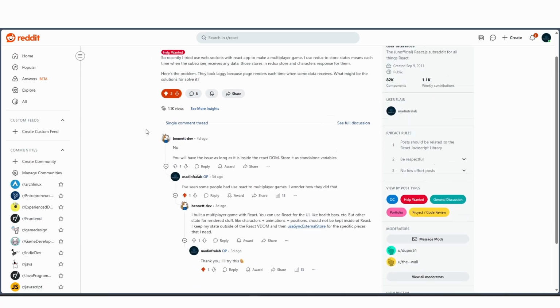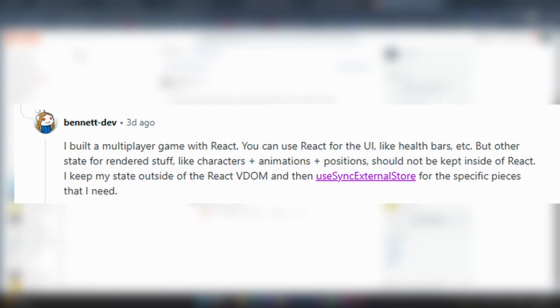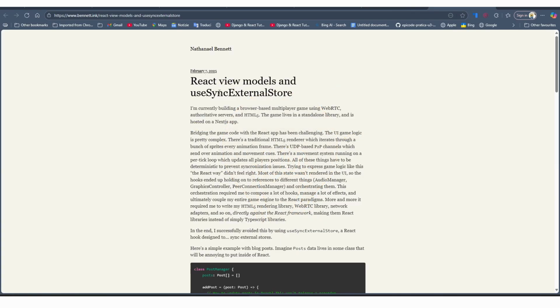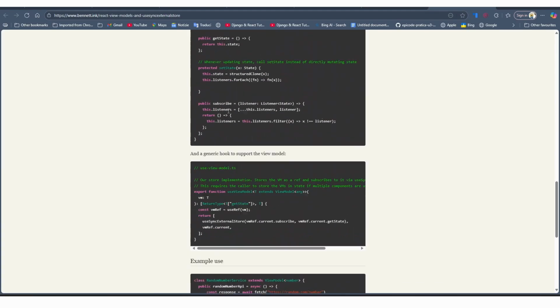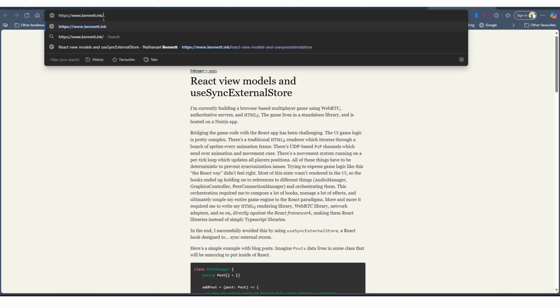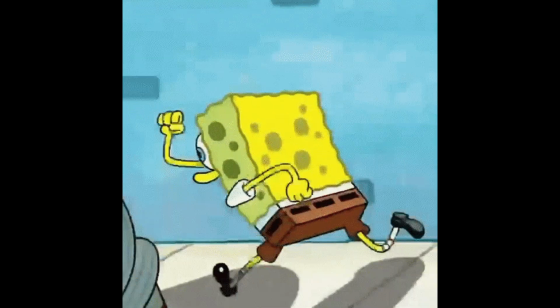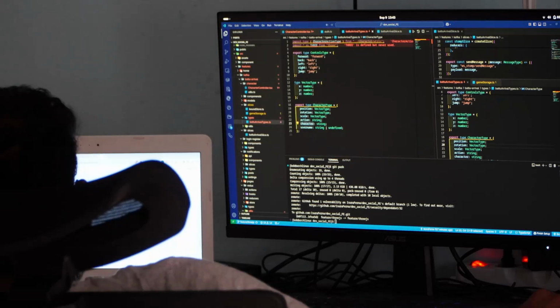That's where Bennett came in. Big shout out to him. He explained the problem in a way that finally clicked for me. And that was the light bulb moment. The real issue wasn't Redux or Zustand. It was how React itself was handling re-renders. Every single position update was causing the whole scene to redraw way too much.